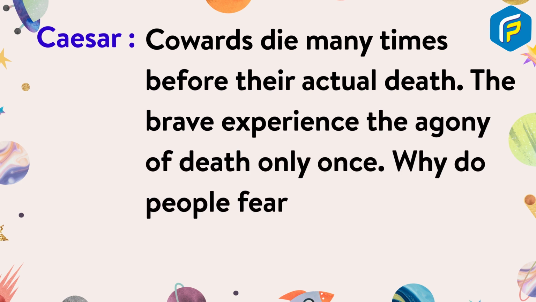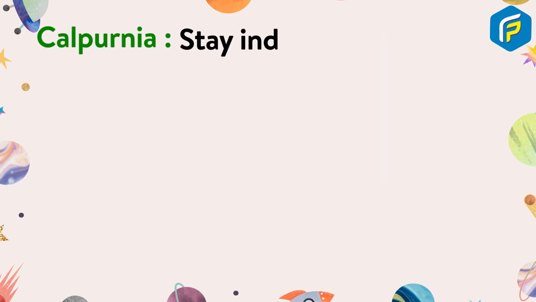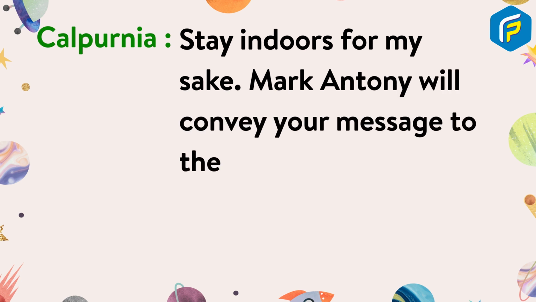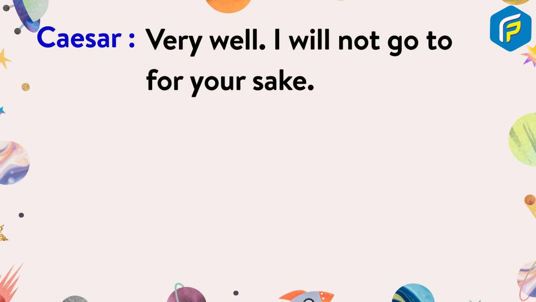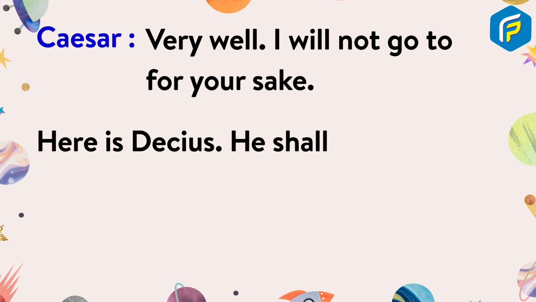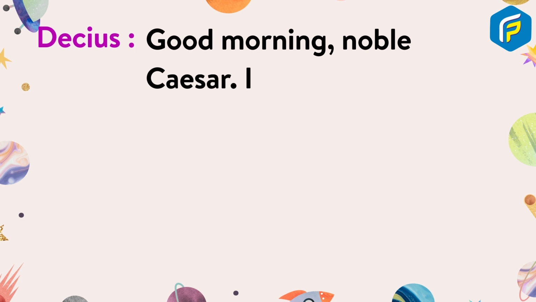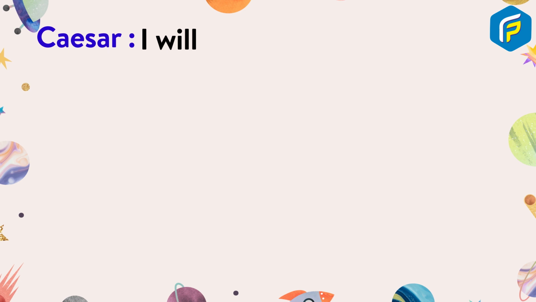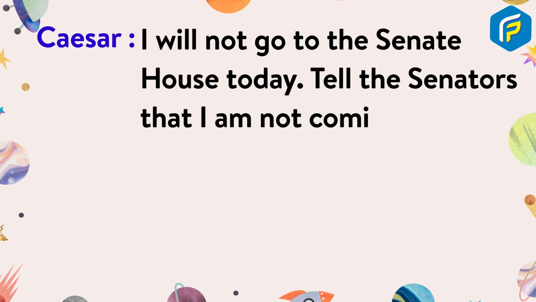Why do people fear death, which is unavoidable? Calpurnia: Stay indoors for my sake. Mark Antony will convey your message to the Senate that you are ill. Caesar: Very well. I will not go, for your sake. Here is Decius. He shall tell them so. Decius: Good morning, noble Caesar. I have come to accompany you to the capital. Caesar: I will not go to the Senate house today. Tell the senators that I am not coming.